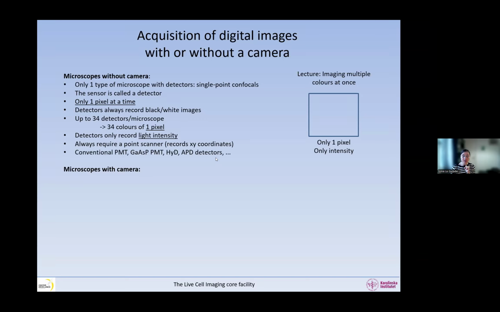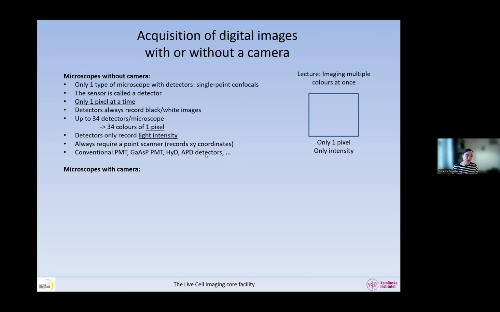The name of the detectors varies, and you may have different types in each of your microscopes. So we can have conventional PMTs, GaAsP PMTs, HyD, APD detectors, etc. You may find these names in the software of your microscope. You will have to tell me which detector you have. This is why I'm mentioning these names to you, so that you can recognize them when you look at your software.